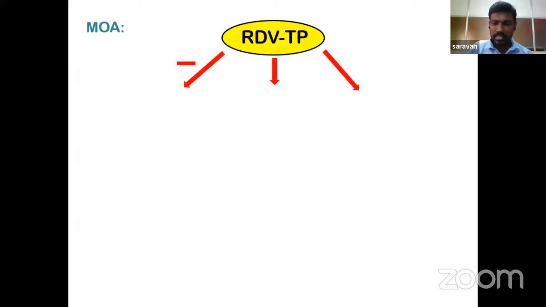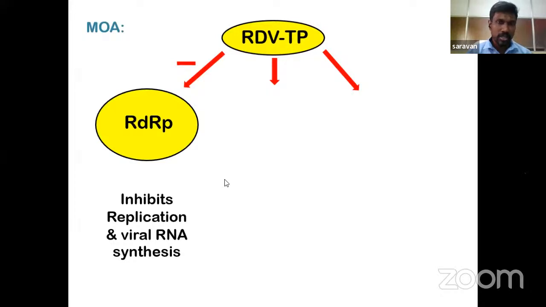So the first mechanism is by inhibiting the viral RNA-dependent RNA polymerase enzyme. This is a key enzyme that is needed for the viral RNA to multiply, to replicate. So by inhibiting the RNA-dependent RNA polymerase enzyme, it inhibits the viral replication and viral RNA synthesis.